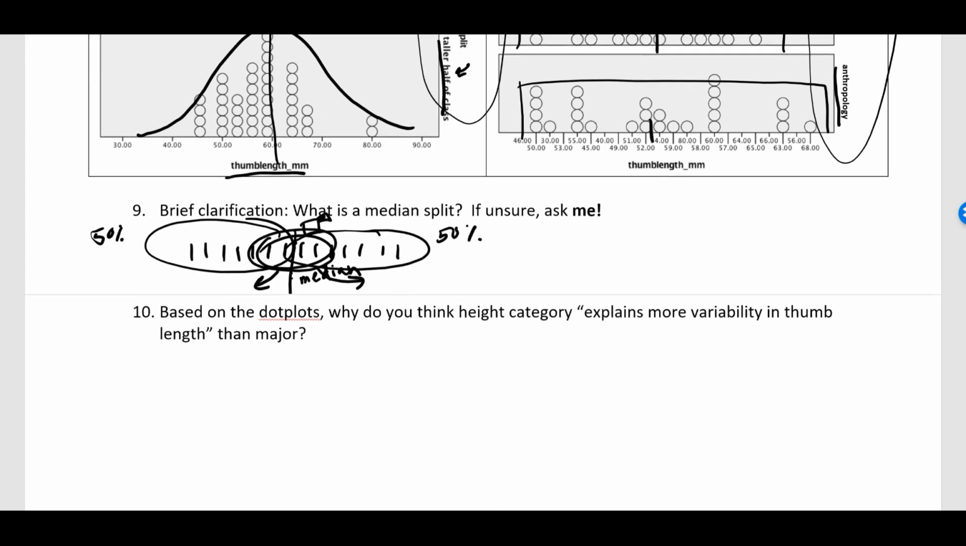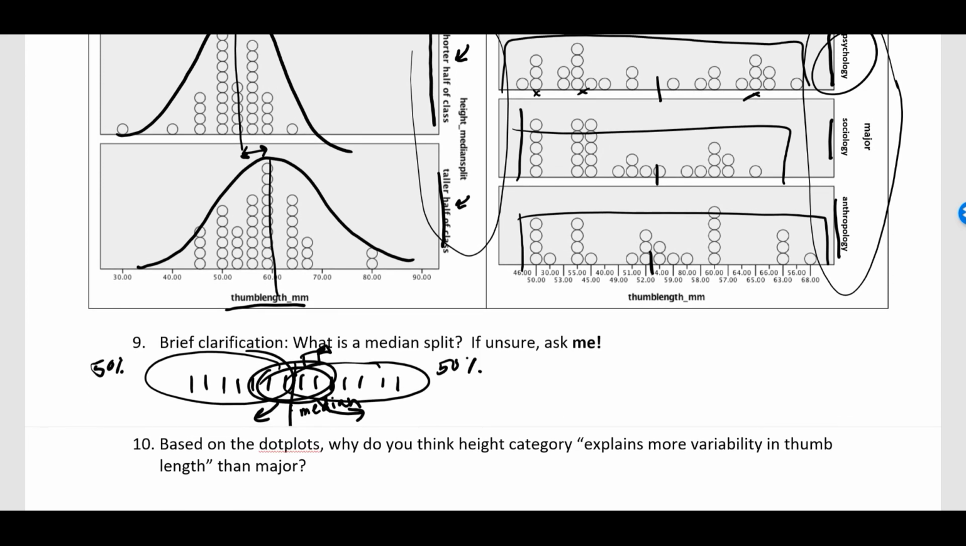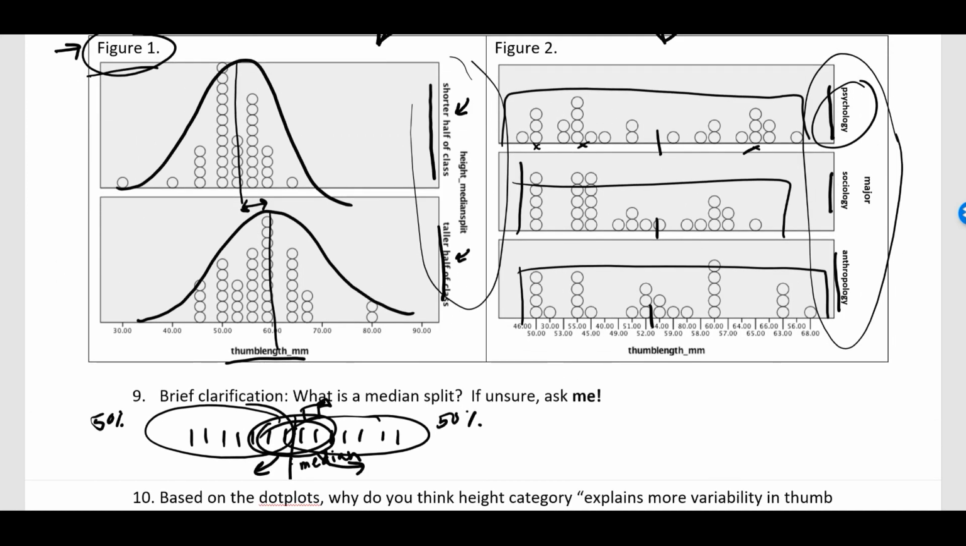I just kind of explained the answer to this one. Based on those dot plots, why do you think that height category explains more variability in thumb length than major? Just try to summarize what I just talked about: it helps us to narrow in or refine our guess. We see some differences between the groups that helps us identify how to revise if we know this about them, or that about them. This one does a much better job of that than this one.